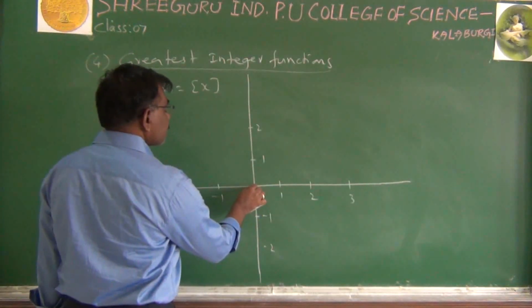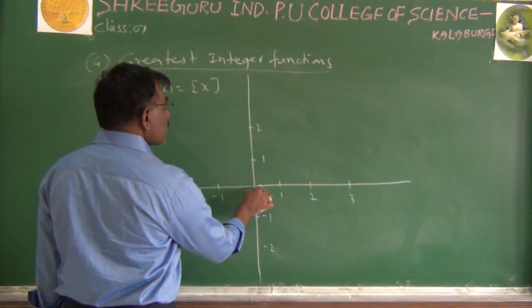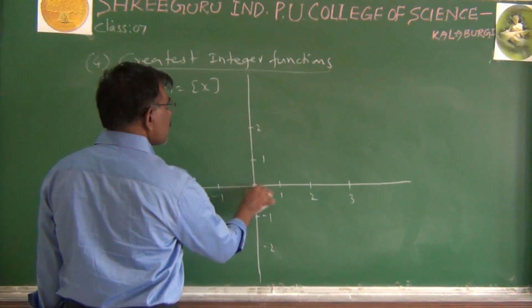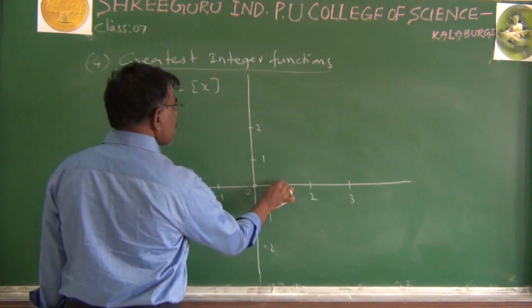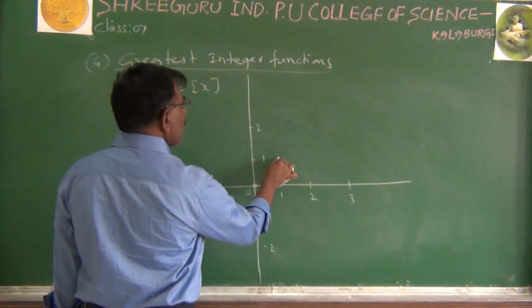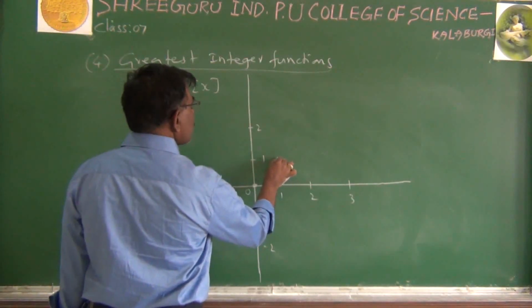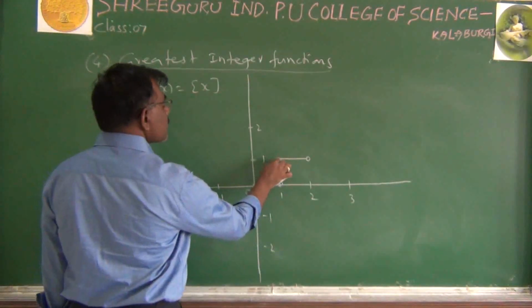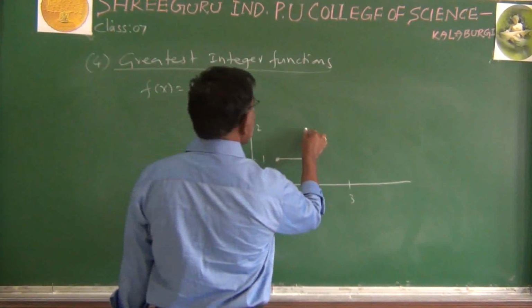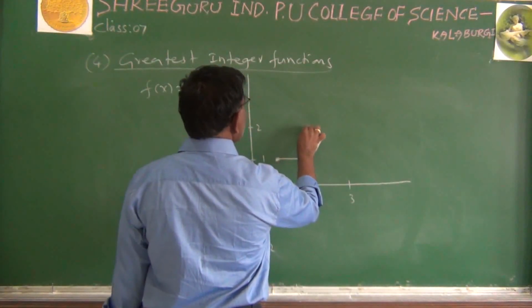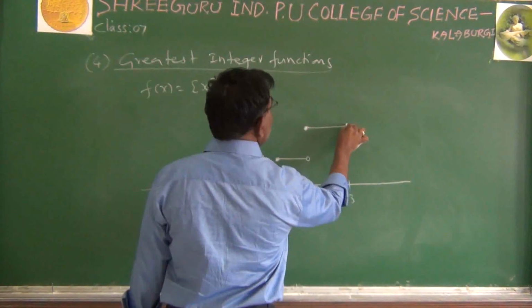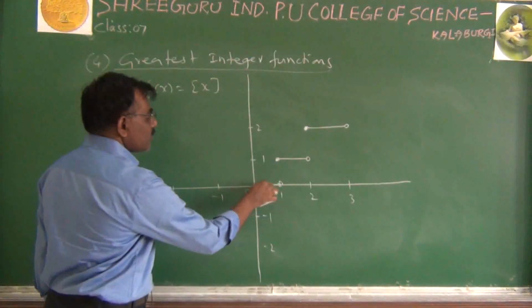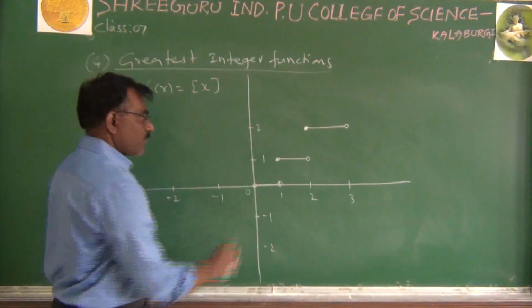At 0, the next at 1 is closed, this is open, this is okay. Next 2, and this is 3. So this is called step function.